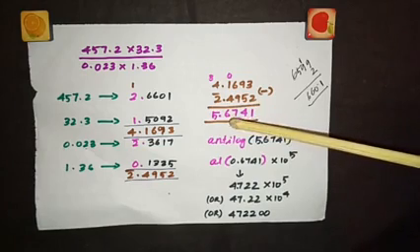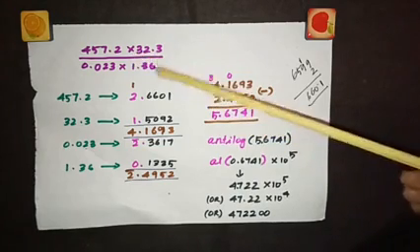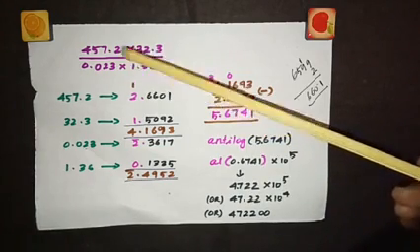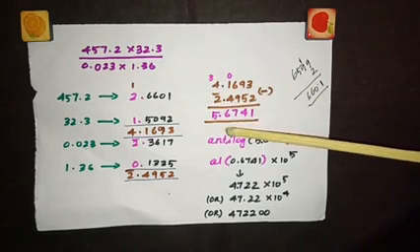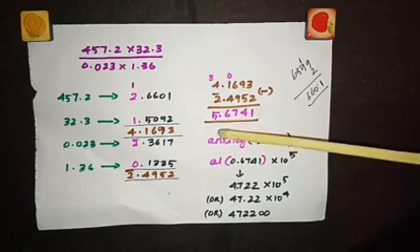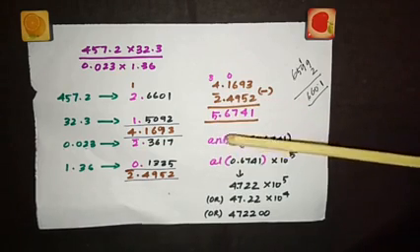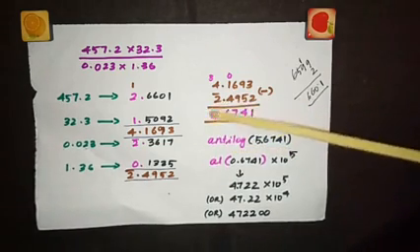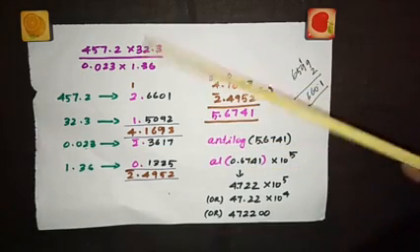But this is not the final answer because you have applied log to these values and then you have done the calculation. Now I told you what you're supposed to do. You have to cancel that log you have applied. For that purpose, you have to take the anti-log. So anti-log of this value will give you the final answer for this question.